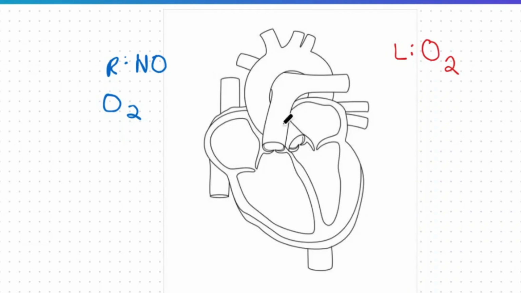First, the top two chambers are called the atria. There are two types of atria, the right atrium and the left atrium. These bottom chambers are called the ventricles, one on each side. The one on the right is called the right ventricle. And for the left, similarly, we have the left atrium and the left ventricle.